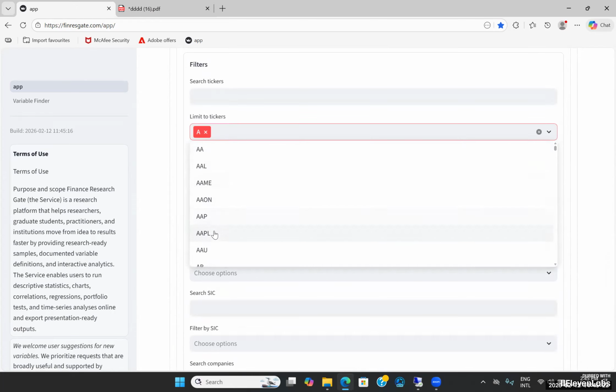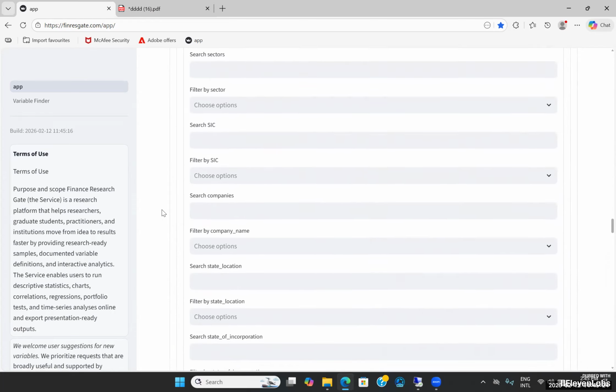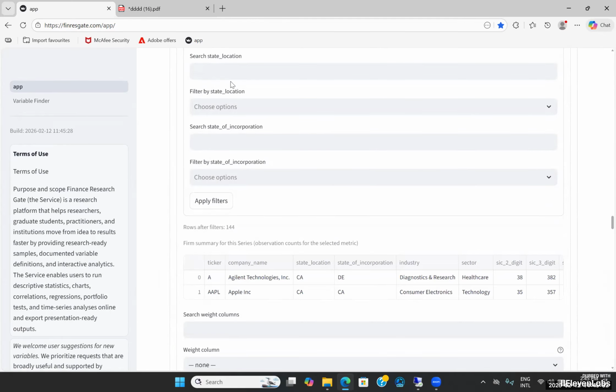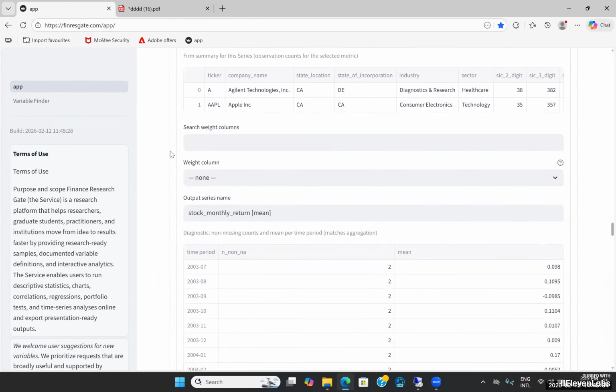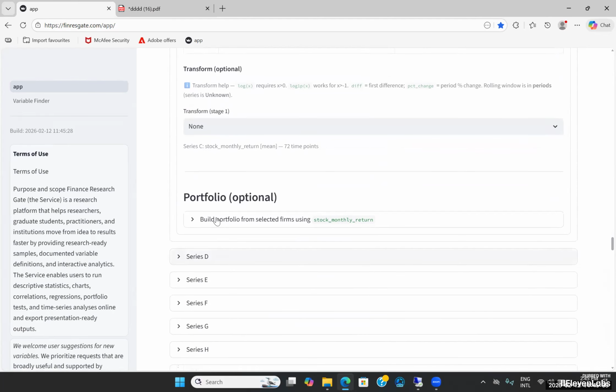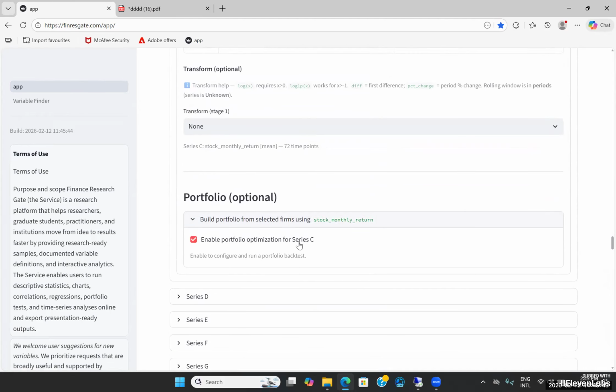Your task is to carefully select the initial asset and then choose the second asset before you can proceed to apply the necessary filters. Through this process, we are effectively determining the average value. This, however, is merely the very first foundational step. Our primary focus at this point is the construction of the portfolio itself, which means we will be fully utilizing the dedicated portfolio section specifically for Series C.